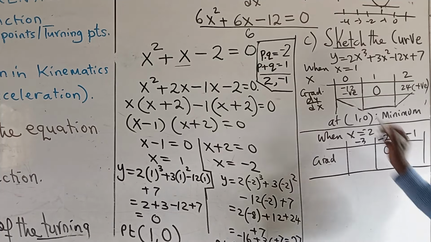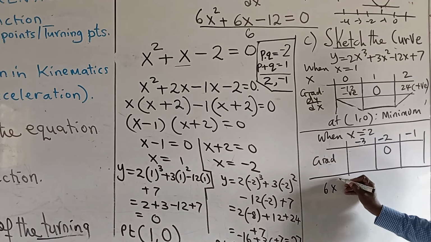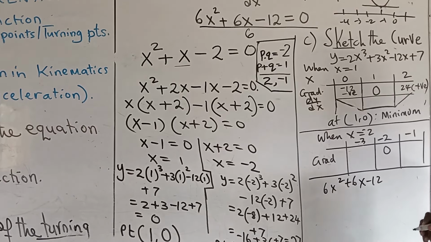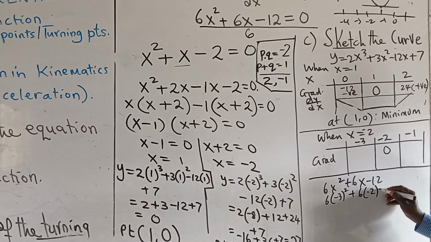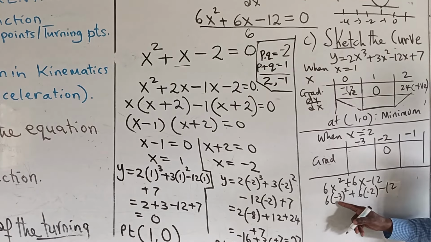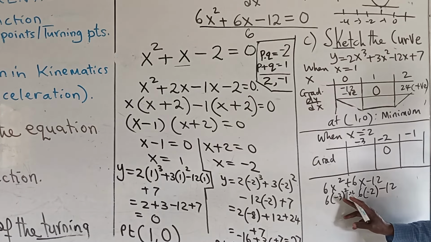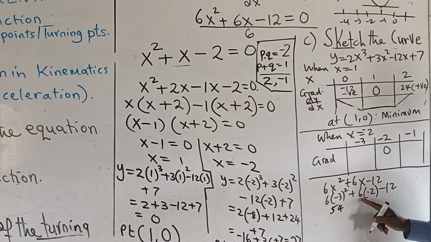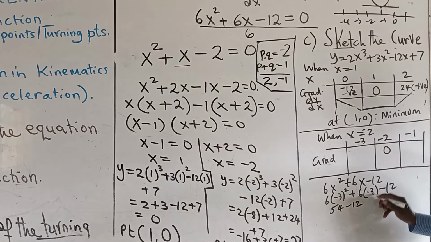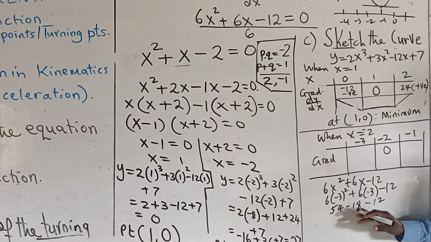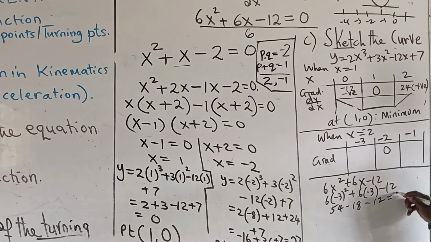So we shall need to substitute in the gradient function 6x squared plus 6x minus 12. So we put 6 into negative 3 squared plus 6 into negative 3 minus 12. Negative 3 squared gives us a 9. 9 times 6 is 54. Negative 3 times 6 is negative 18, then minus 12. Viewers, let's compute this in our calculators. 54 minus 18 minus 12, and that gives us 24.